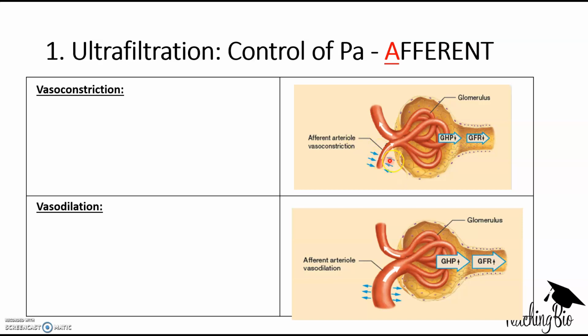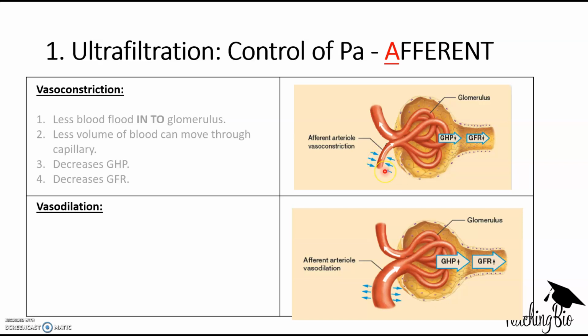So if we constrict the afferent arteriole, and that's called vasoconstriction, so if we release some compounds to constrict that, what that will do is reduce blood flow into the glomerulus, which makes sense because obviously there's more resistance there because we're squeezing this pipe. So we will have less blood moving through into the glomerulus. Therefore, we have a decrease in the glomerular hydrostatic pressure and then a decrease in the glomerular filtration rate, meaning that we will have less formation of filtrate.